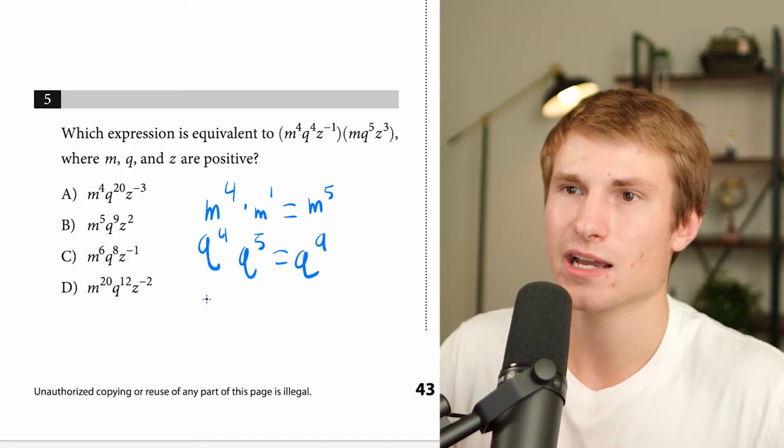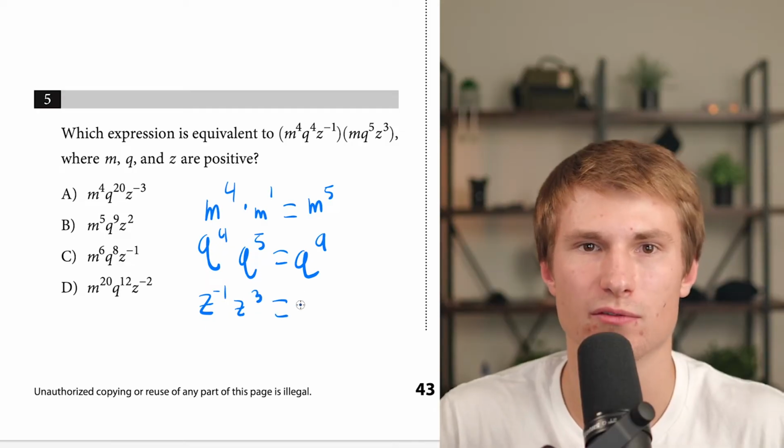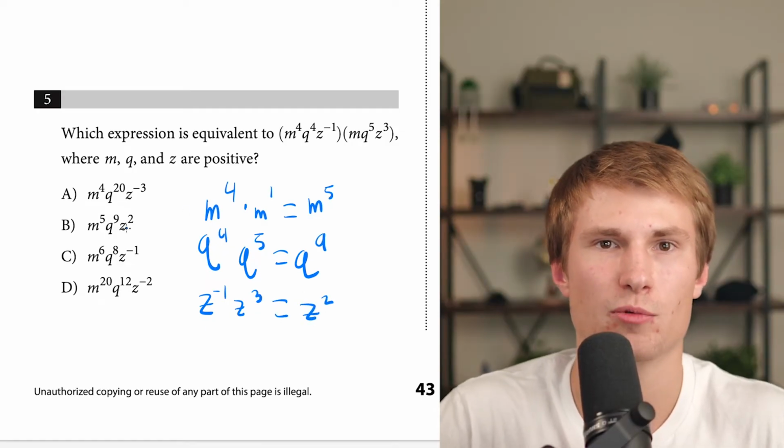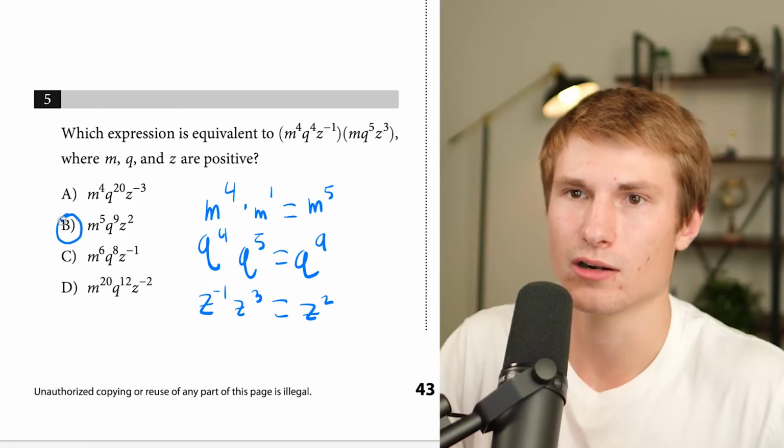Okay, and then you have z to the negative 1, z to the negative 1, and then z to the 3rd. You're going to sum them. 3 plus negative 1 is z squared. Okay, so you're going to end up with m to the 5 and q to the 9 and z squared, which is answer choice B.